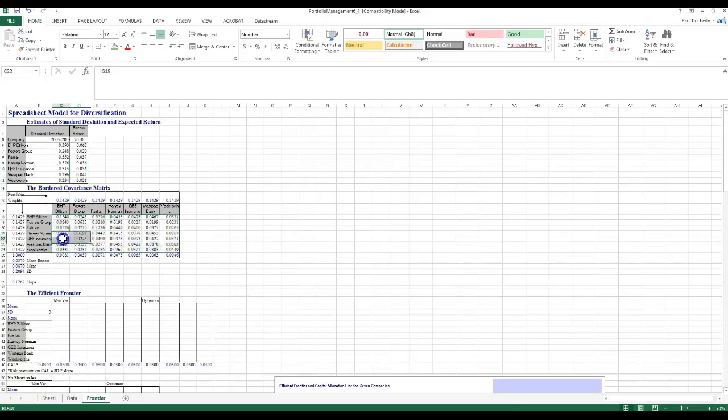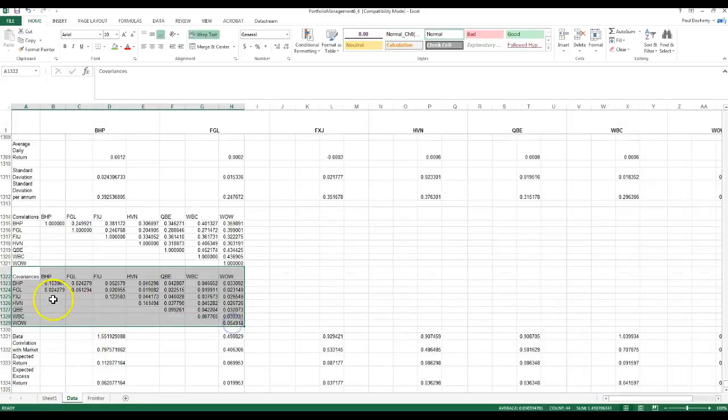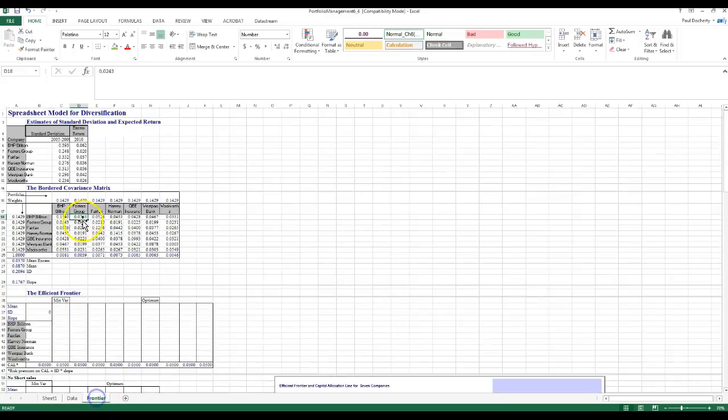Next, I've got my covariance matrix. Now my covariance matrix again is just the variance covariance matrix I calculated earlier, where I looked at the relationship between each of the stocks. So for example, in this highlighted cell, I've got that the covariance between BHP and Foster's Group is 0.0243. So those values are just from the previous data calculations as well.